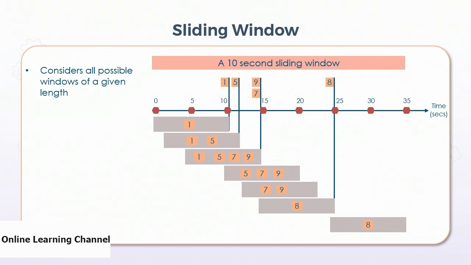An example of using a sliding window would be if you were collecting thermostat readings and you wanted to know the average thermostat reading over the past 10 seconds at any arbitrary point in time.